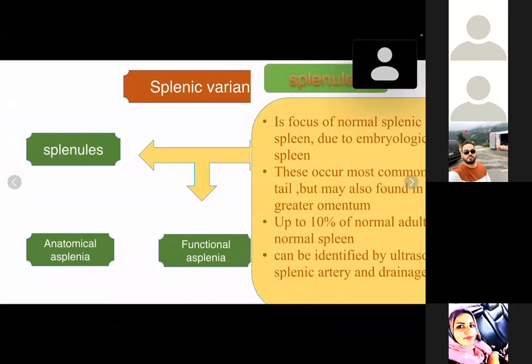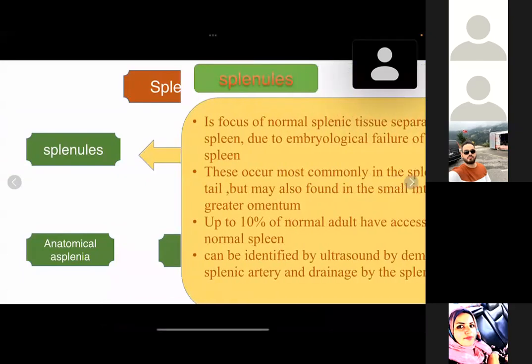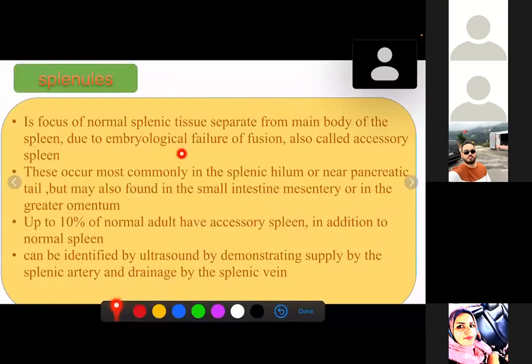Okay, spleniole. This is a focus of normal splenic tissue separated from the main body of the spleen because of embryonic failure of fusion. As we said, the spleen forms from multiple small nodules, so failure of fusion will cause an accessory spleen or a spleniole. This commonly occurs in the splenic hilum or pancreatic tail, but can be seen in the small intestinal mesentery or the greater omentum.